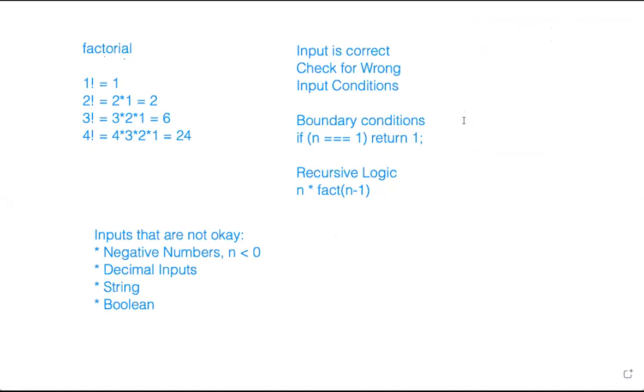Okay, I will write this code in real REPL and we will try to do it. But essentially, I think by now the code is clear. Check for wrong input conditions, do boundary conditions, and apply the recursive logic. So I will stop the share of this whiteboard and share my screen again.